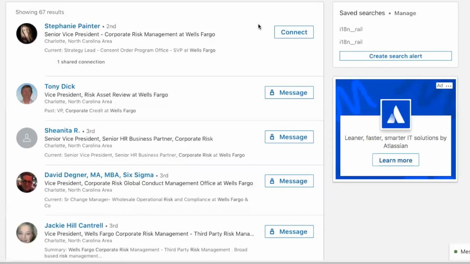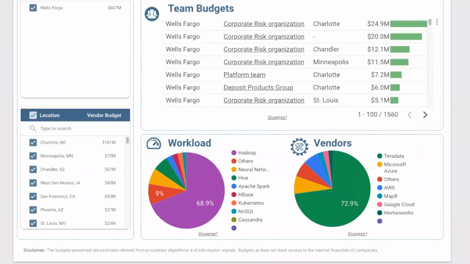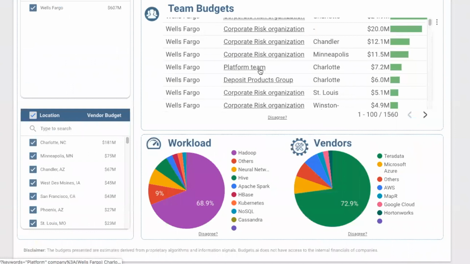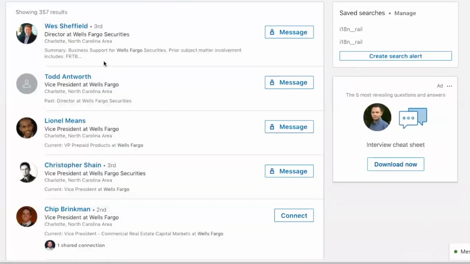So that's probably where the executives are for this team. If you click on this, it will take you to LinkedIn, where you will see the executives of the corporate risk management team. And so now you are probably in familiar territory where you can engage with these executives. So going back, obviously, if this is one team, you can go to the platform team, and you would probably see something similar in terms of executives who are responsible for the platform, a part of the product. So VP of prepaid products.